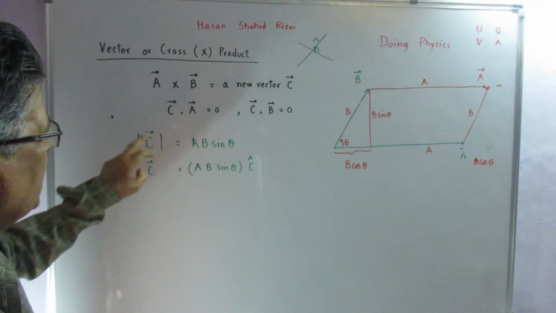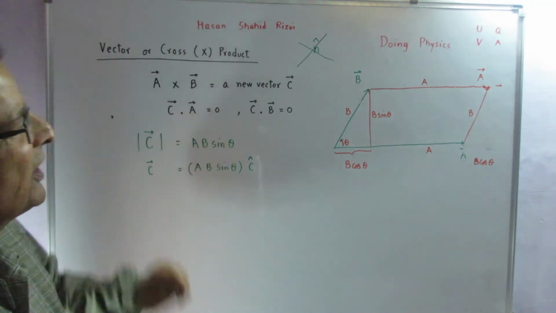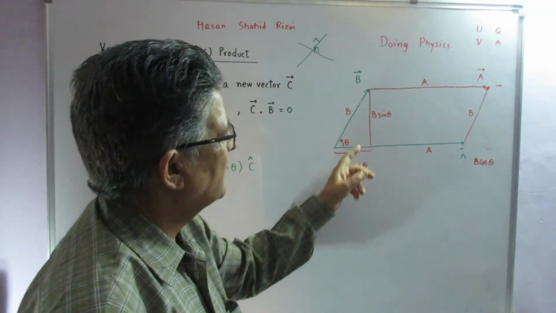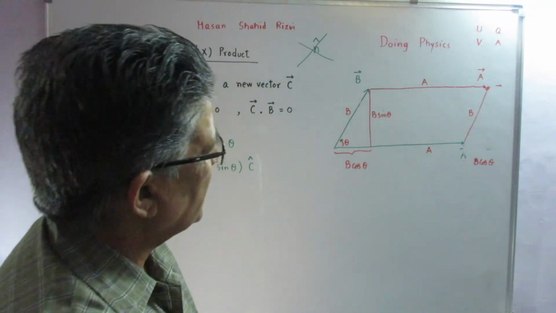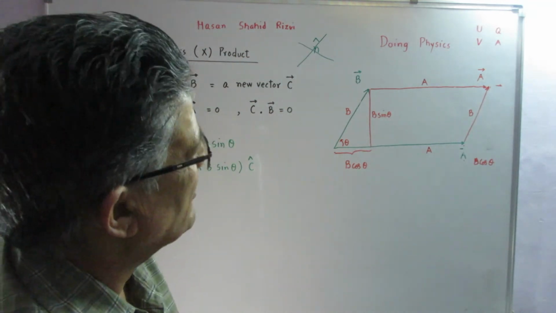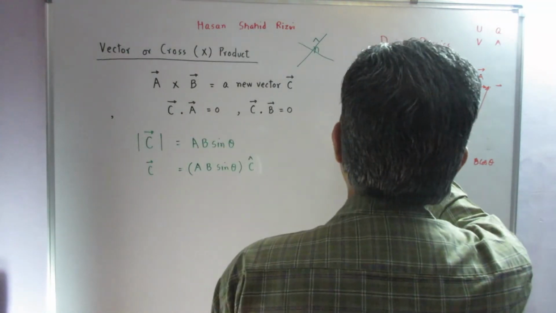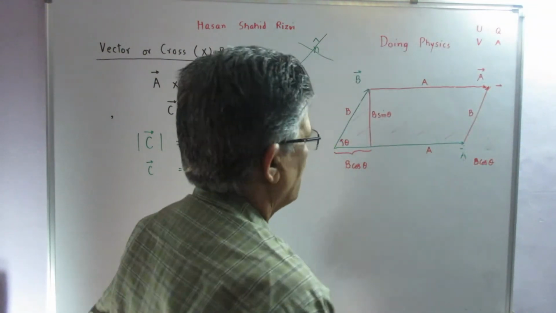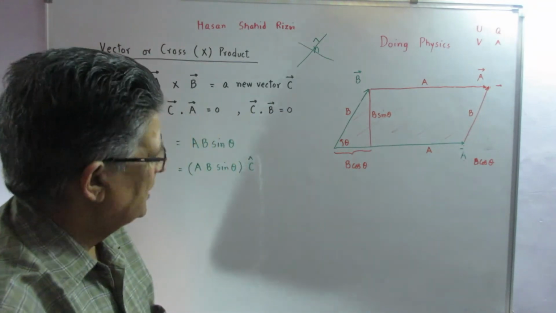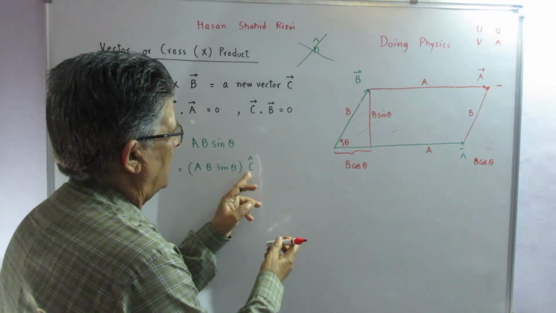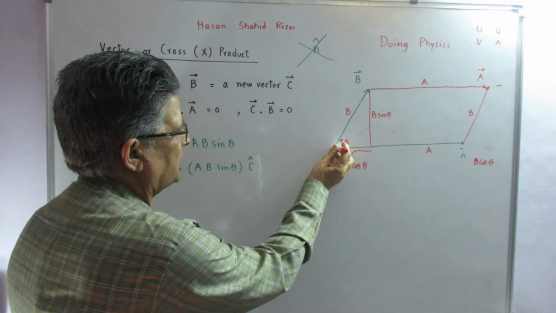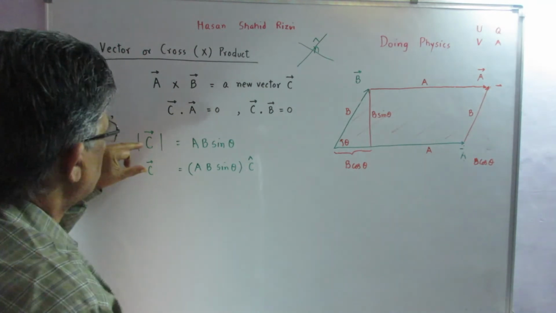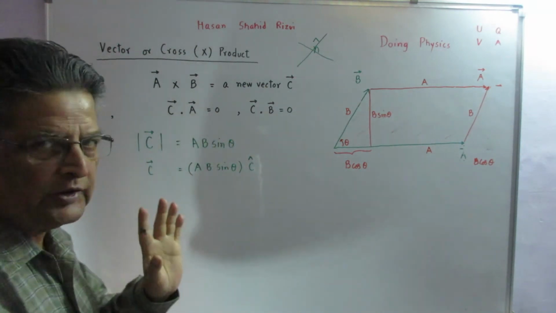Okay, so we find that the magnitude of this vector C is AB sine of theta. This is B sine of theta, okay, the same, and this is A. So I have the area of this parallelogram over here. This parallelogram is equal to AB sine of theta, and of course the unit vector will be in this direction. So I can say that my C is equal to AB sine theta.